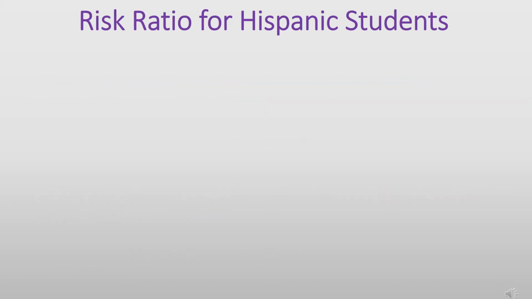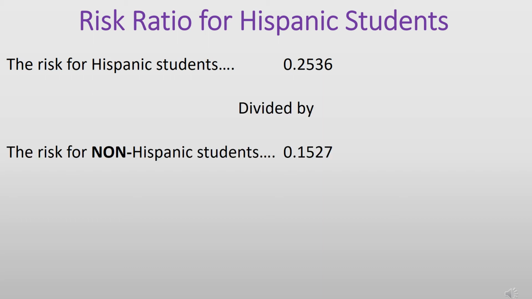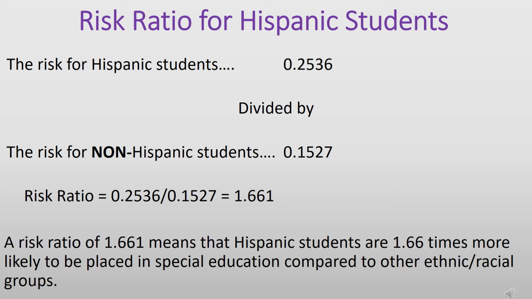Now we get to our third formula, the risk ratio for Hispanic students. The risk for Hispanic students was 0.2536. We divide that by the risk for non-Hispanic students, which was 0.1527. So the risk ratio formula is 0.2536 divided by 0.1527, which equals 1.661. A risk ratio of 1.661 means that Hispanic students are 1.66 times more likely to be placed in special education compared to other ethnic racial groups.